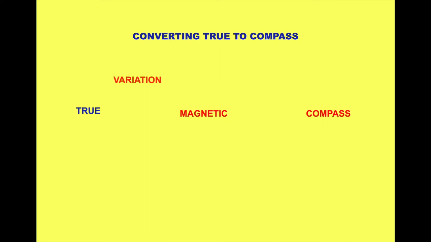The variation we get from the center of the compass rose. Once we've worked out the magnetic, we apply the deviation. The deviation comes from the deviation table. In our exercises, it will be from the RWA deviation card, which will give us the compass course.